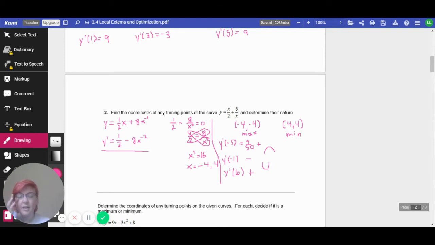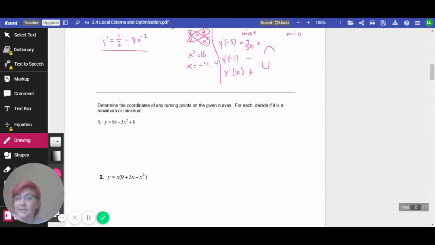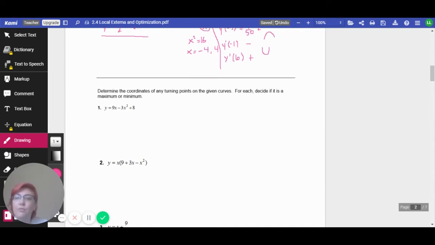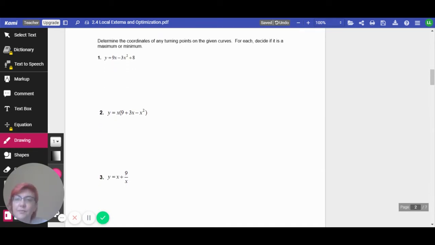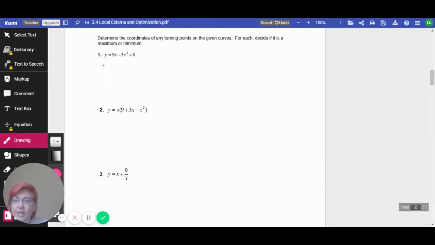All right. Let's determine coordinates of turning points and determine their nature for 3 more problems. All right, here we go. Y prime equals 1 times 9 is 9, and x to the 1 minus 1 is x to the 0. 2 times -3 is -6, and x to the 2 minus 1 is just x to the 1, which is x, and then my constant goes away.